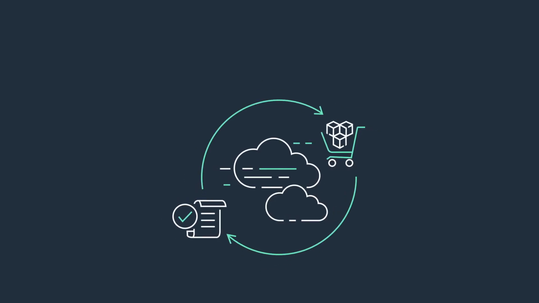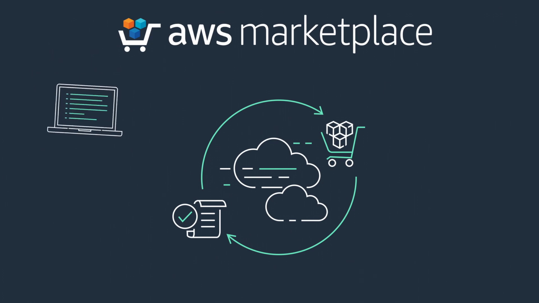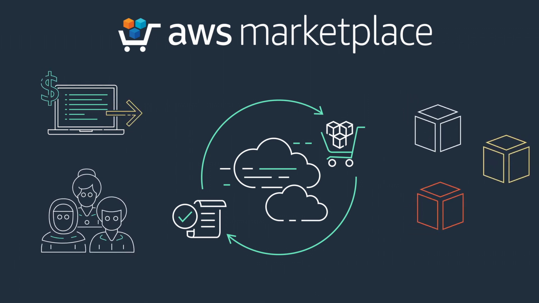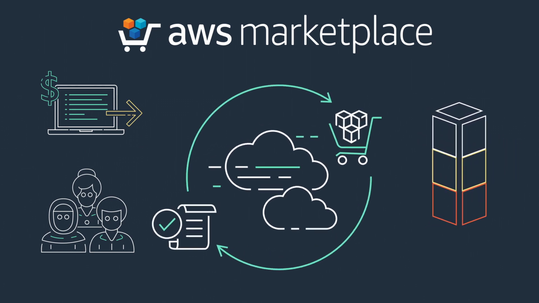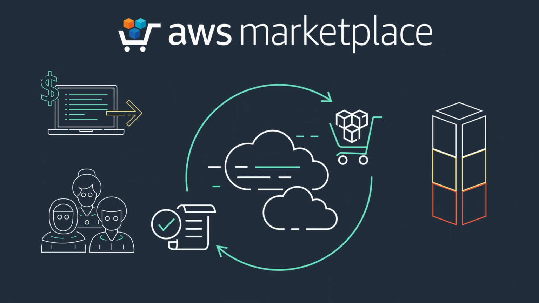Procurement System Integration is a feature for AWS Marketplace. AWS Marketplace is a curated digital catalog that makes it easy for customers to find, buy, deploy, and manage third-party software and services that customers need to build solutions and run their businesses. With Procurement System Integration, customers can connect AWS Marketplace with their procurement systems.